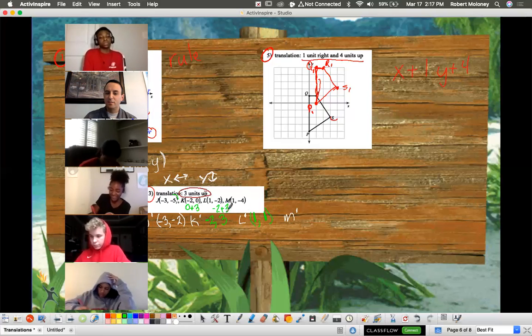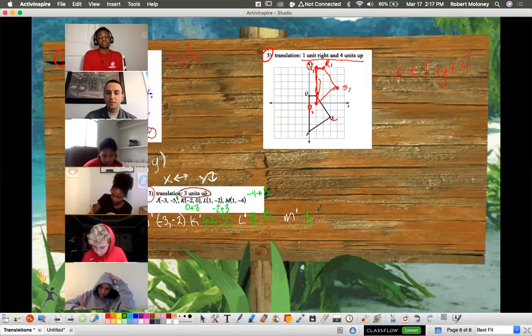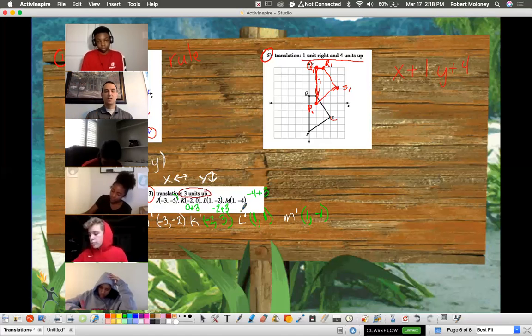There you go. And finally, my last one, M. 1 stays the same. And I add 3 to -4. I end up with -1. So if it says up and down, that's the y-axis, and left and right is the x-axis. That's the summary of it, Jalen.